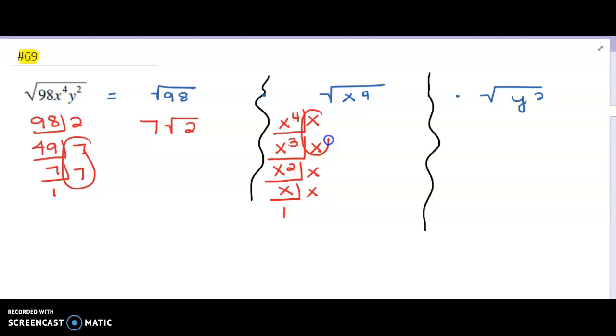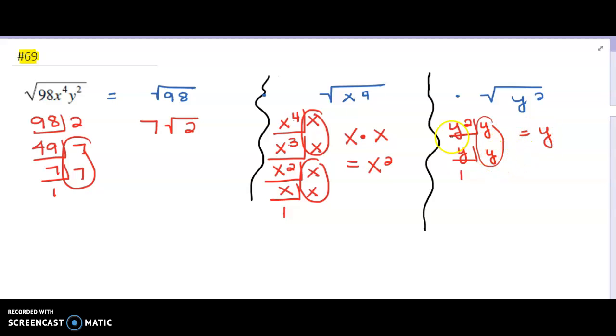So we have a pair of x's and a pair of x's. The pairs come out front and we multiply them, x times x. We don't have any leftovers, so we do not have a square root. So this is just x squared. And then y squared, break it down. Y goes into y squared, y times. Y goes into y once. 1, we're done. So we have a pair of y's, and this is just y.